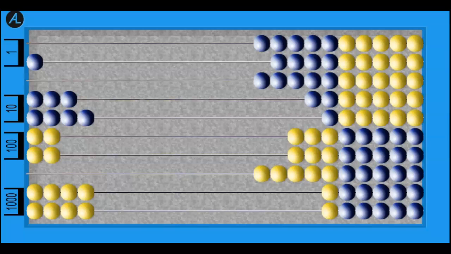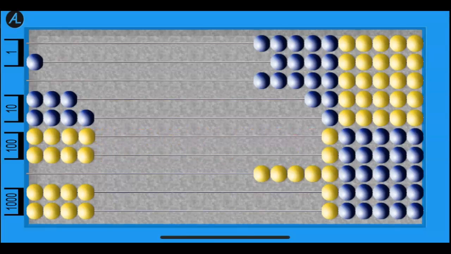So we've done the ones in the tens place, right? We're adding 3,475. So let's do the hundreds place. So let's add 4 hundreds. Right, so we'll move up 4 beads for 4 hundreds. And I can't make a trade, right? There's 8 hundreds now. So no trade.